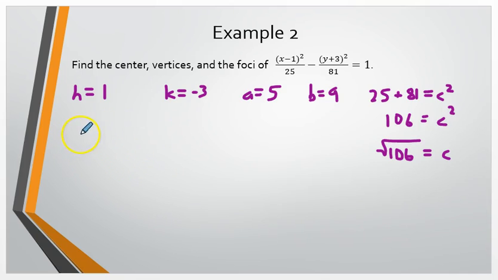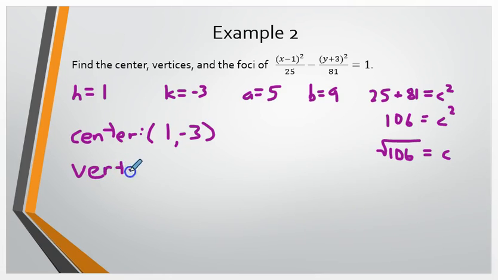So since I have all of my numbers, the center for this graph, it's not just the origin this time. Now I have the coordinate 1, negative 3. And then for my vertices, so I need to look at what A is, vertices or transverse axis tied to A. Since A came from the x coordinate, or the x variable, I'm going to keep adding and subtracting from the x coordinate.